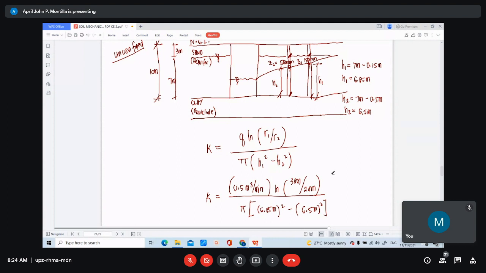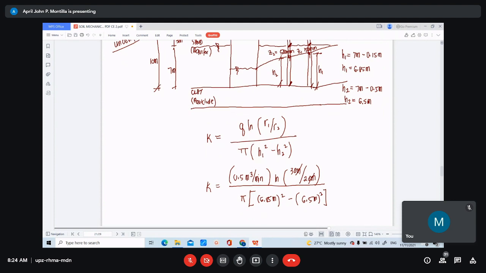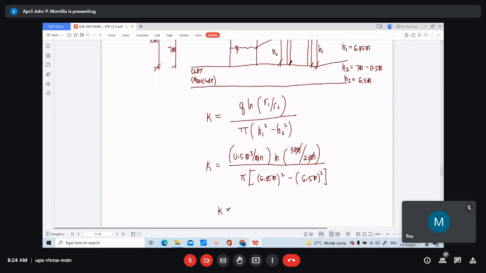So, analyze natin unit. Cancel dyan. Magiging meter per minute tayo. So, ano yung ating hydraulic conductivity? Kindly compute. 0.0138, that is meter per minute. How about the others? Parehas po ba? Same lang po.